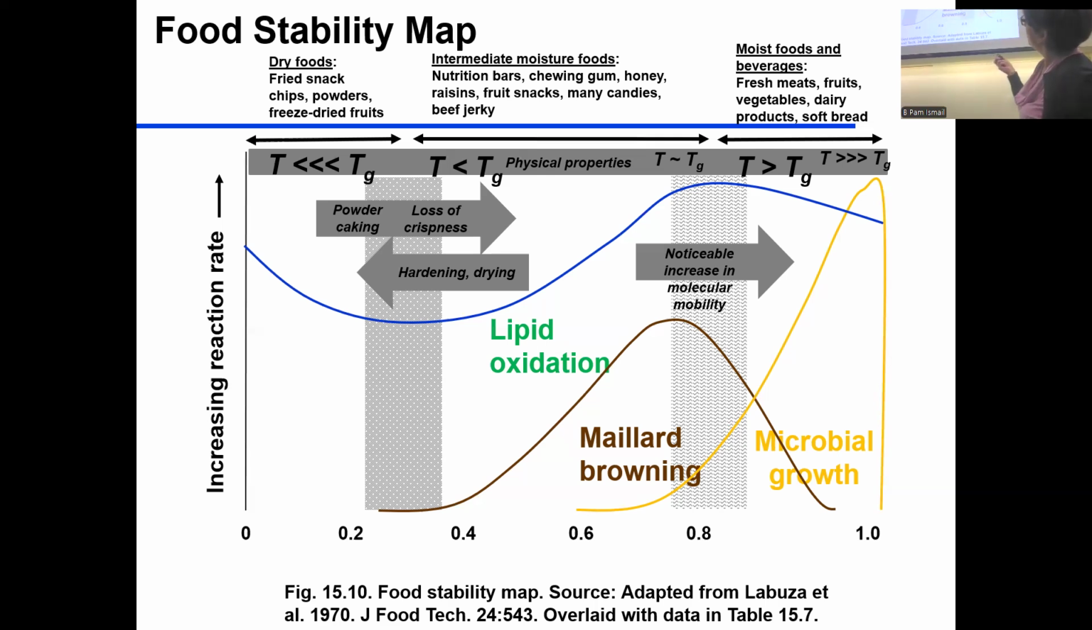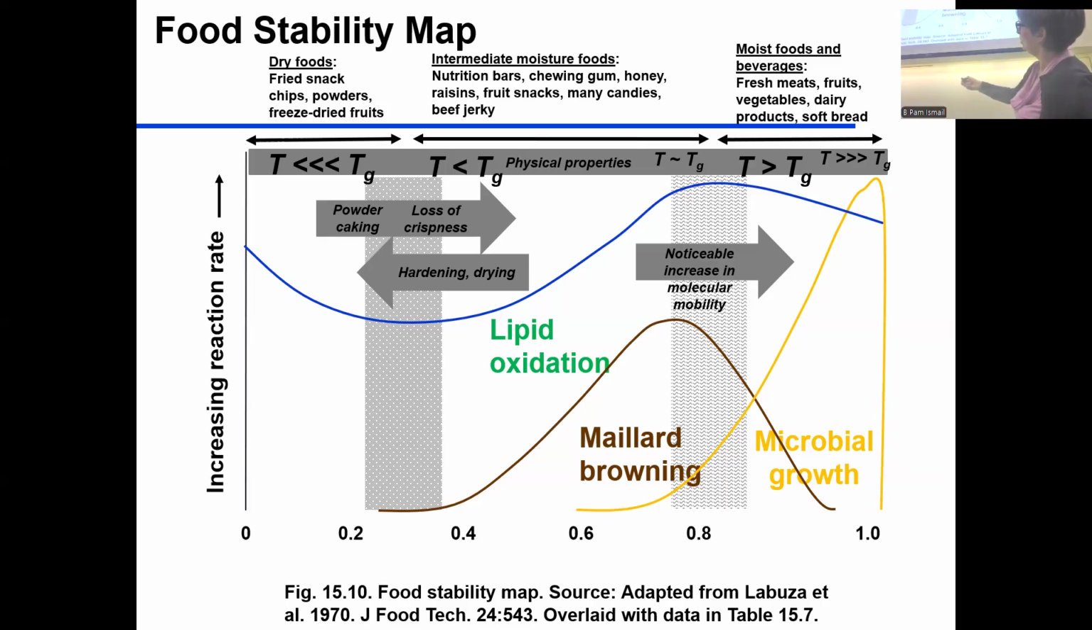So there are also different compartments of temperature effect as well. So here you see on the y-axis increasing reaction rate. On the x-axis, it is your water activity. And then what you see here, different lines: the blue line for lipid oxidation, the brown line for Maillard browning, and then the yellow for microbial growth.